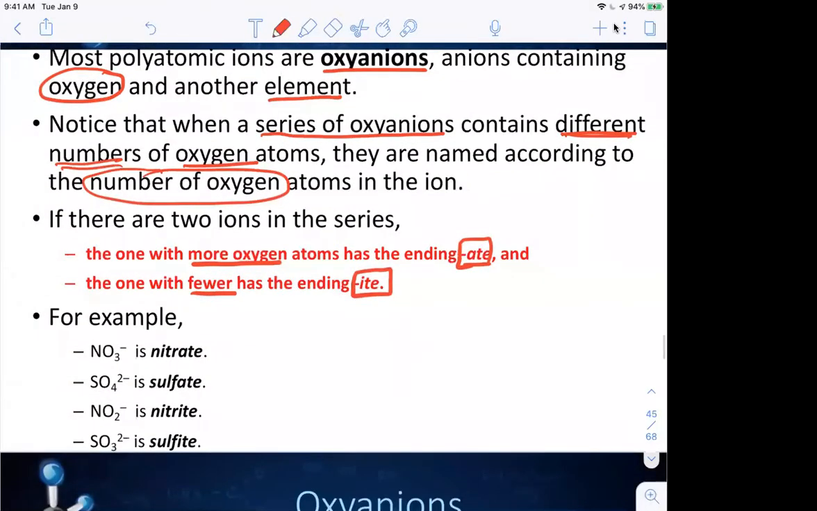So for example, nitrate, I have 3 oxygens. Nitrite, I only have 2 oxygens. The charge is the same in the series. Notice sulfate is 4 oxygens. Sulfite is 3 oxygens. The charge is the same in the series.